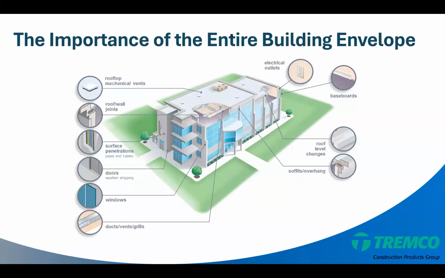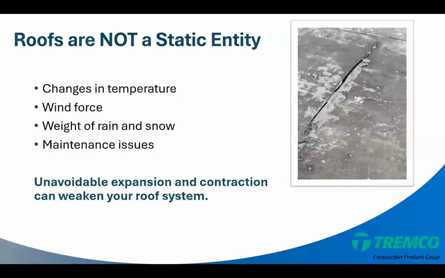We're going to speak specifically to roof restoration today, but there are additional exterior surfaces and components that can also be restored that we can help you with as well. And so keep in mind too that roofs are not a static entity. So changes in temperature, wind force, weight of rain or snow, hail, other precipitation, maintenance issues, all of these things can cause or have an impact. So unavoidable expansion and contraction can weaken the roof system and cause conditions or damage or lack of performance or failures within the roof system and other building envelope components.